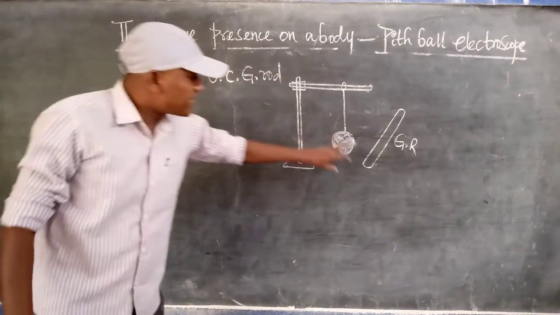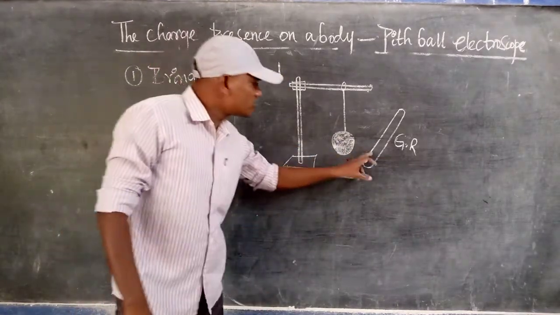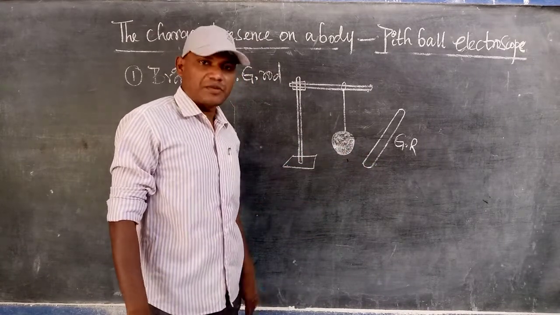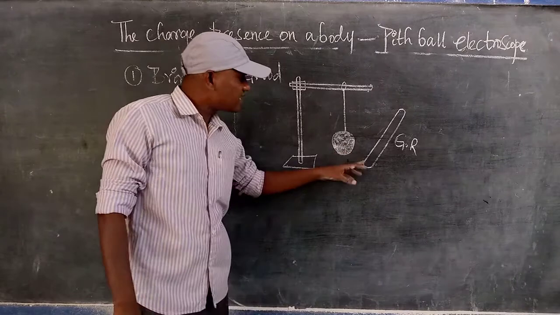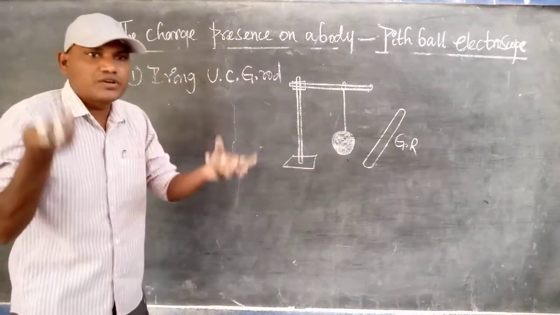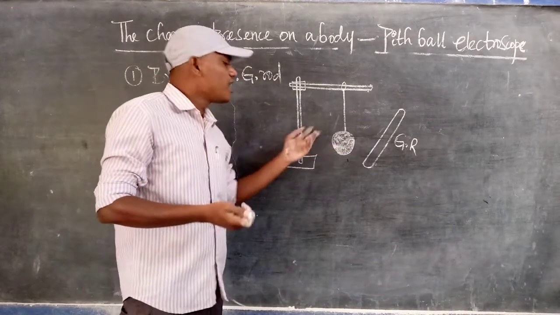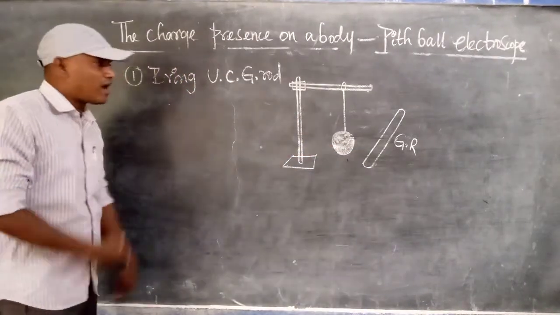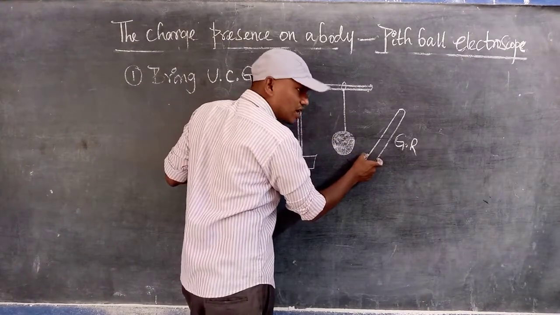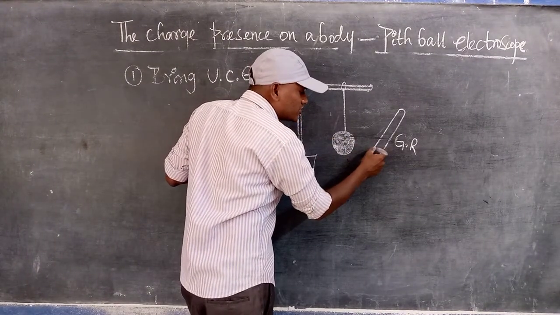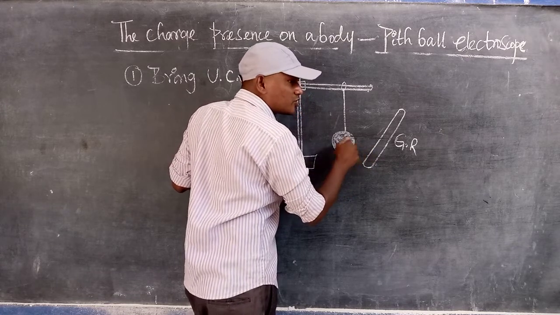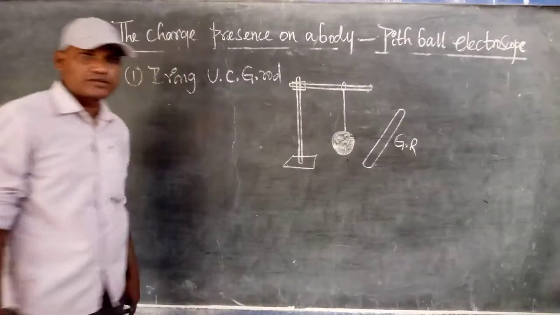First of all, we take the uncharged glass rod. The uncharged glass rod is slowly brought towards the pith ball electroscope. At that time, you do not observe any attraction or repulsion of the pith ball electroscope. Listen very carefully. When the uncharged glass rod is brought towards the pith ball, the pith ball shows neither attraction nor repulsion.